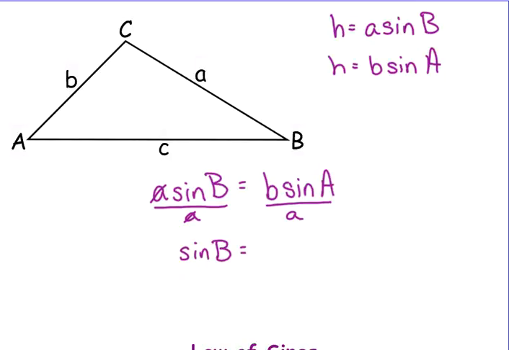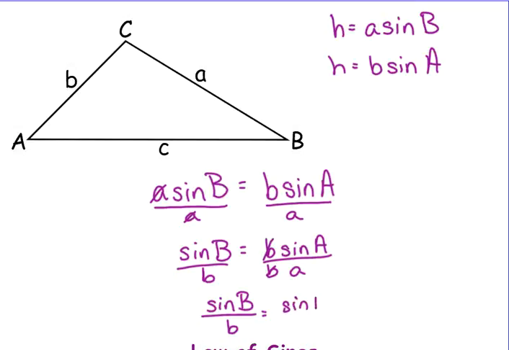Okay, capital letters represent angles. Lowercase letters represent sides. Okay, and then I can also divide both sides by little b. So we end up with this ratio. The sine of big B over little b is equal to the sine of big A over little a.